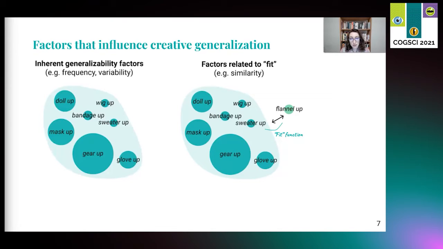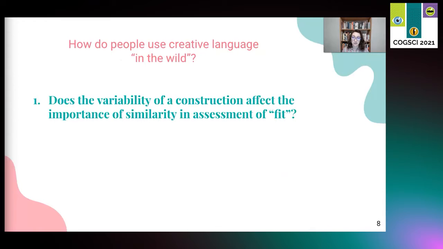The next set of factors has to do with how well a possible usage of a construction fits with that construction, and the most obvious example is semantic similarity between the potential coinage and the set of existing exemplars. Here, "flannel up" fits well with the set of exemplars we see for this construction, since it also has to do with putting on clothing. And we use the term fit function to describe how good of a fit a potential coinage is for a construction. And the 2 questions we address in this work have to do with better understanding fit functions.